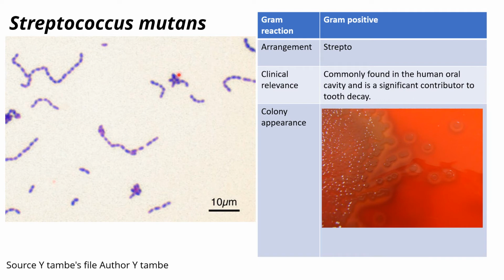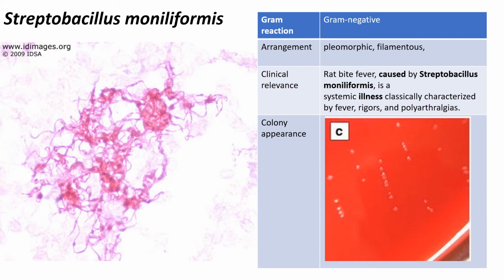And we have Streptococcus mutans. So this is another streptococci, and it's a hemolytic bacteria also, and this is commonly found in oral cavity and of course a significant contributor to tooth decay, Streptococcus mutans.